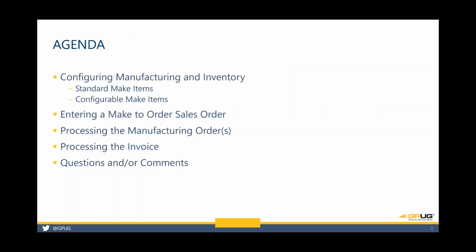We're going to talk about configuring some of the manufacturing and inventory items so that we can actually generate a manufacturing order directly from a sales order. So really it's in kind of a make-to-order type environment. We're actually going to talk about just a normal item that we make and just happen to not have in stock. But we're also going to talk about configurable make items. We're going to make a watch.